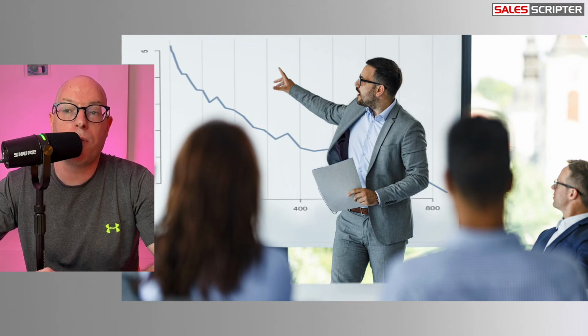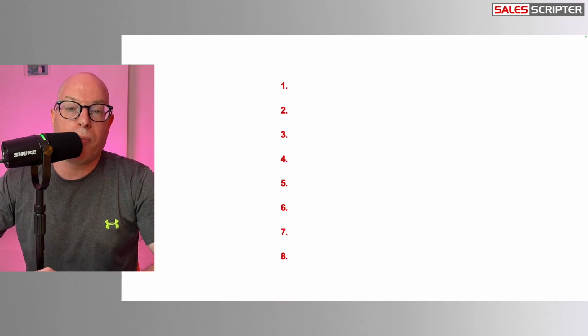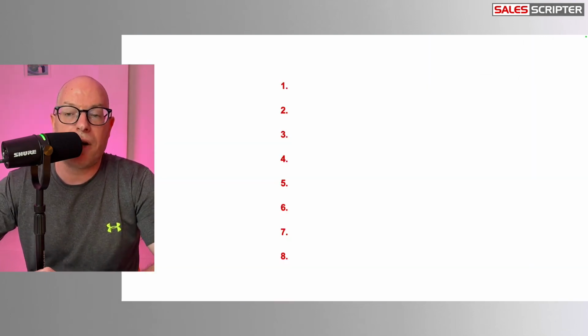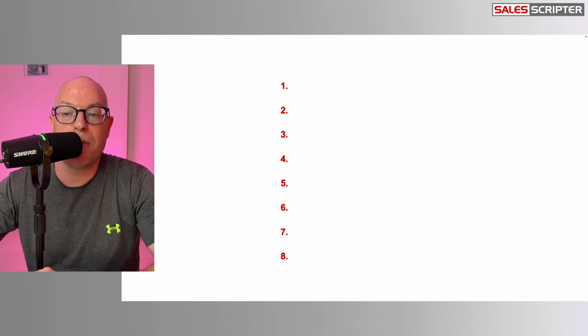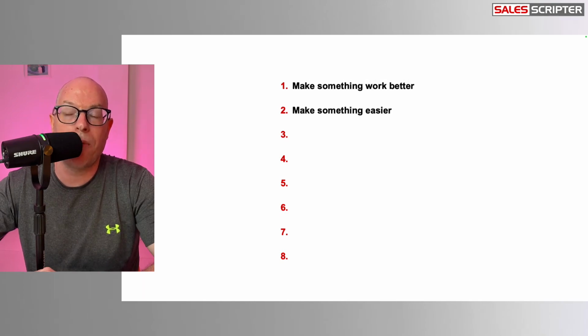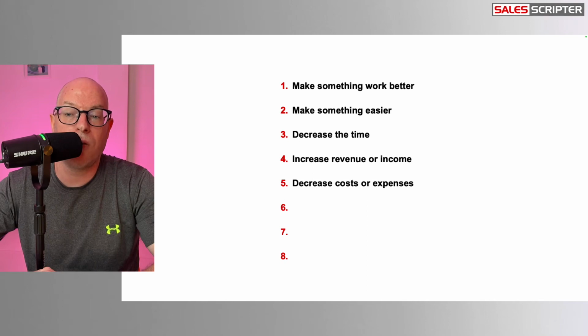Most likely, your product creates some sort of improvement on the customer side. So we're looking for the improvements your product or service can deliver. And to help with this, I've actually created a cheat sheet here of 8 of the most common ways that most products or services help to improve things for the customers that purchase them. The first one is make something work better. We might be able to make something work easier. We might be able to decrease the amount of time it takes to do something. We might be able to increase the revenue or income for the customers who use our product or service. We might be able to decrease their costs or expenses when they use our product or service.